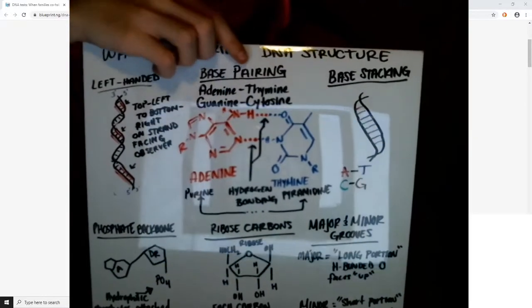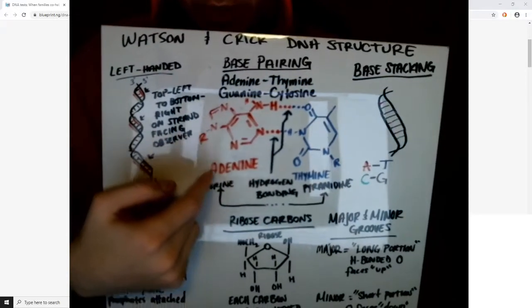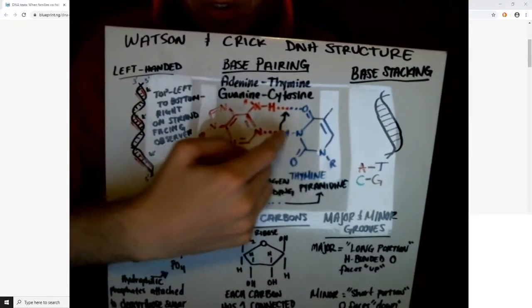Base pairing is the phenomenon that occurs within DNA's helical structure. Purines, such as adenine, bond with pyrimidines, such as thymine. They bond through hydrogen bonding.